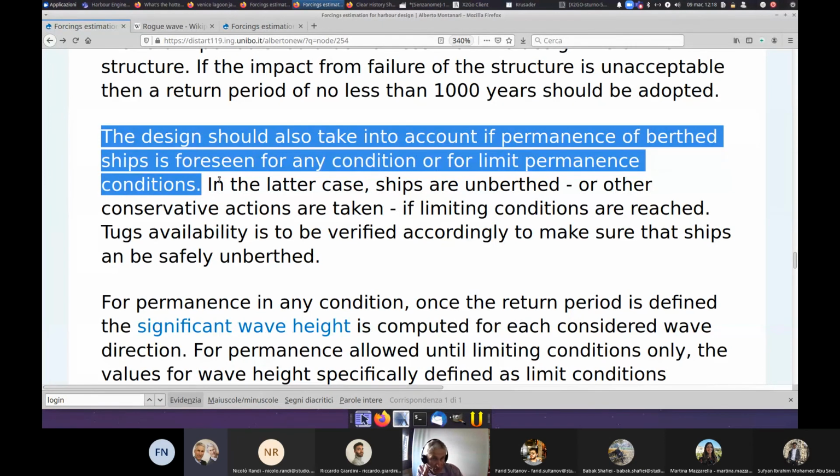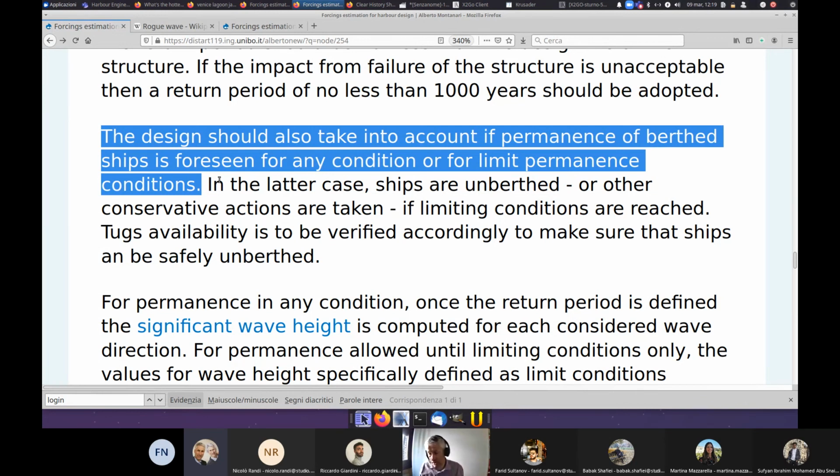Tugs are the ships that are used to bring the berthed ships out of the port. And you have to make a check also of the logistics, because if the port is designed to berth like 100 ships, is it possible in a limited time? Do you have tug availability that allows you in a limited time to unberth all the ships? But this is a possible solution.